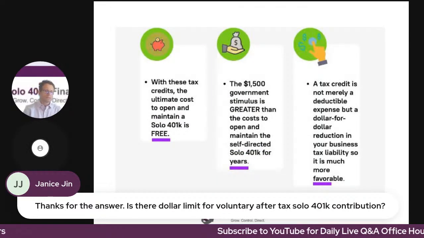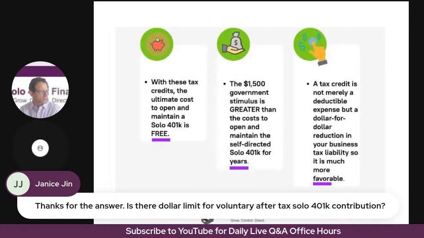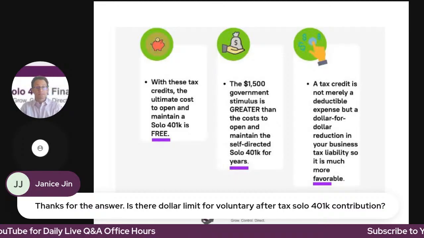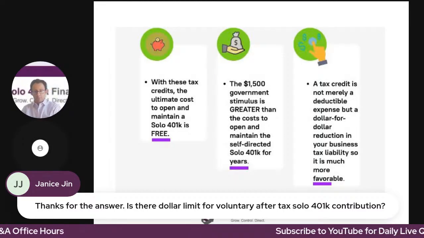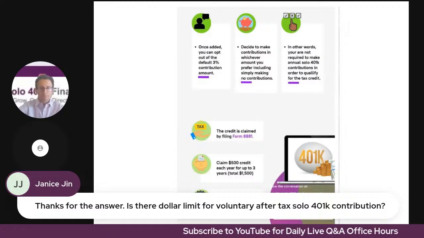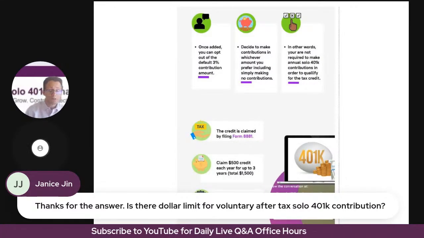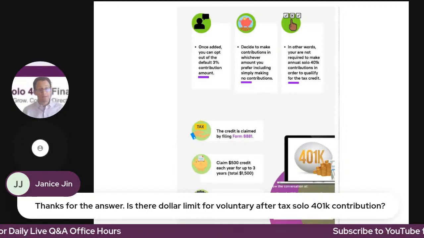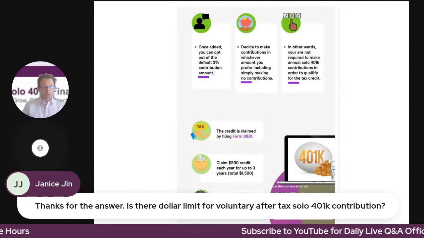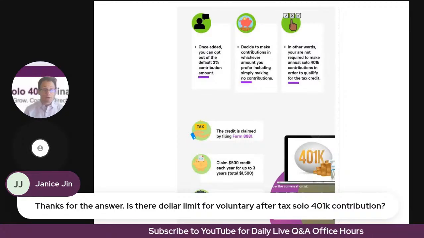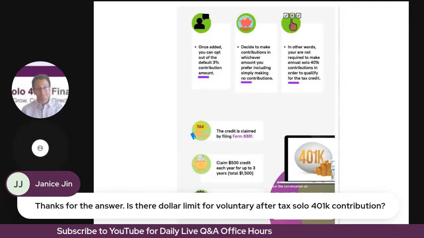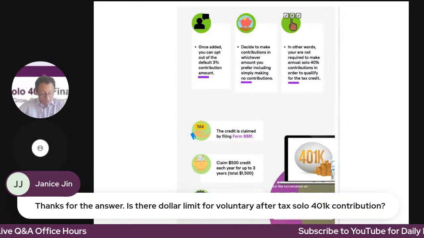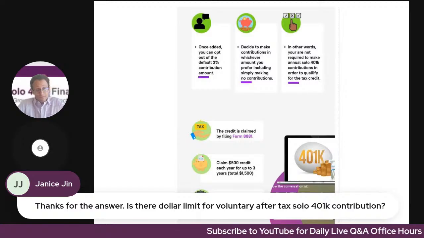With these auto contribution tax credits, the cost to both open and maintain a solo 401k is effectively subsidized. The cost of having one is effectively subsidized by the government. Once we add this auto contribution credit to the plan, you're not required to make contributions in order to qualify for it. As a matter of fact, you can opt out of contributing and you can still contribute in whatever amount you want up to the overall limit for the year, as long as you have the necessary self-employment activity. In other words, you're not required to contribute in order to qualify for the auto contribution credit.